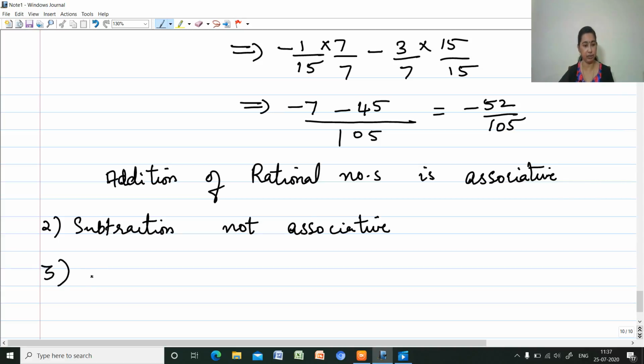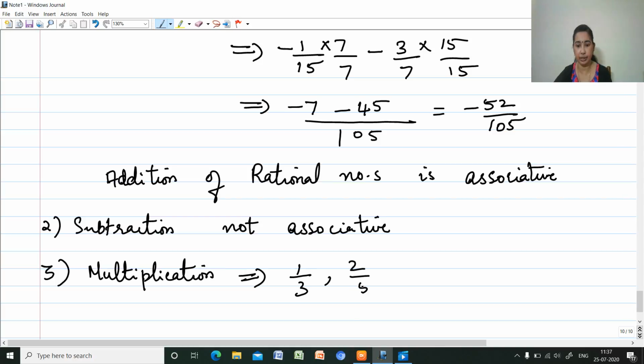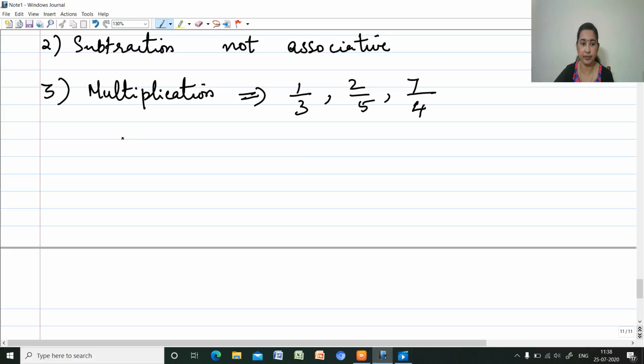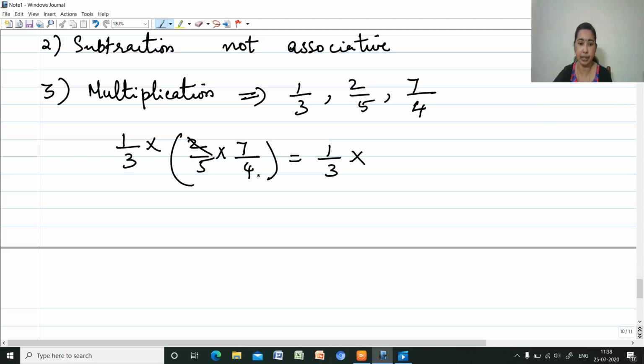Whereas multiplication, we'll check for multiplication. Multiplication will be satisfied. So for that we'll take three rational numbers: 1 by 3, 2 by 5 and 7 by 4. We'll check associativity. 1 by 3 into 2 by 5 into 7 by 4 is equal to 1 by 3 into, this 2 can be cancelled here, you will get 7 by 10. That is 7 by 30.